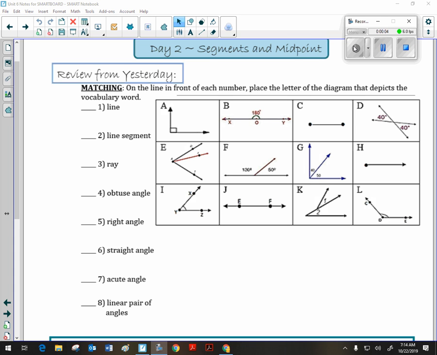Today we're going to be talking about segments and midpoints. We're going to start off with a quick review from yesterday. So please pause the video and attempt to do the matching problem that is numbers 1 through 8. The pictures are describing each of those vocabulary words. Technically, you should be able to answer each and every one of those based on yesterday's notes.